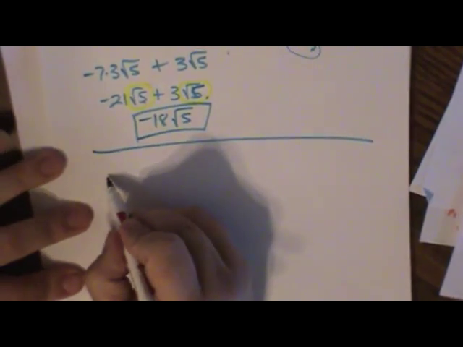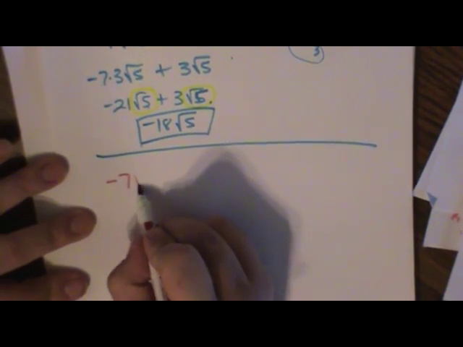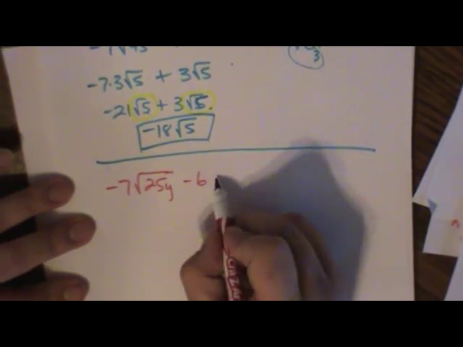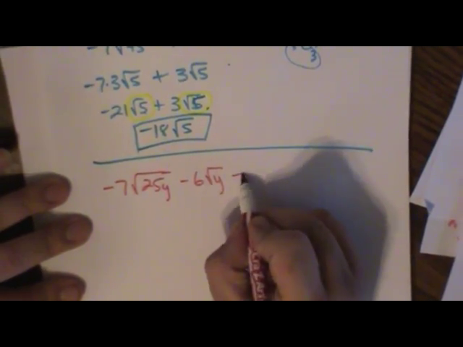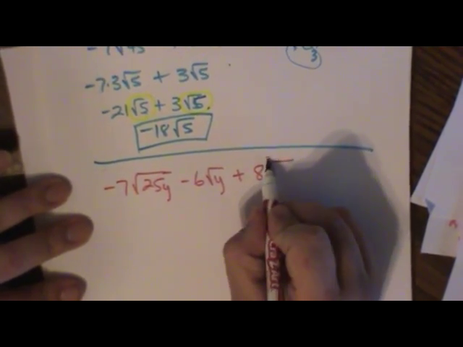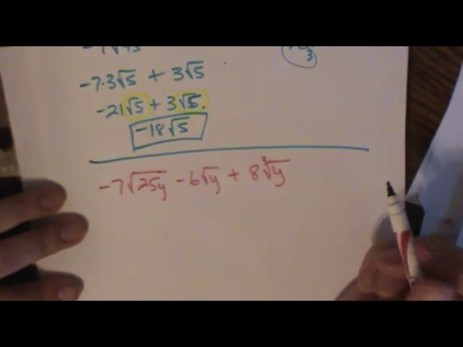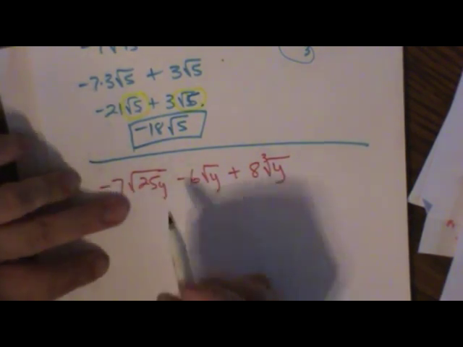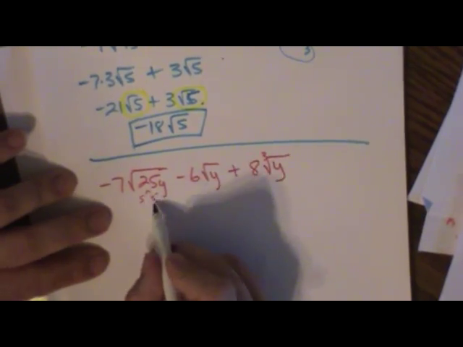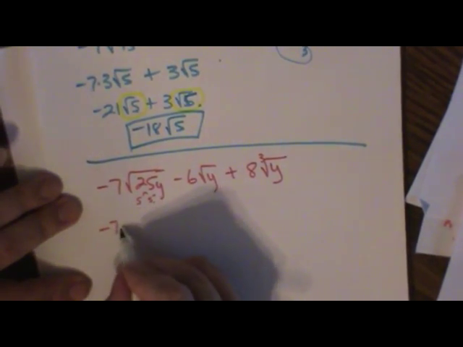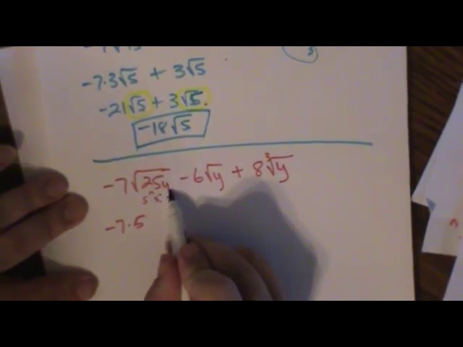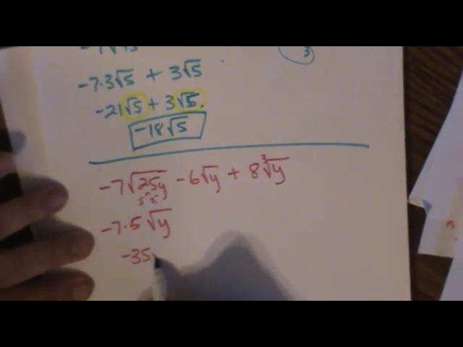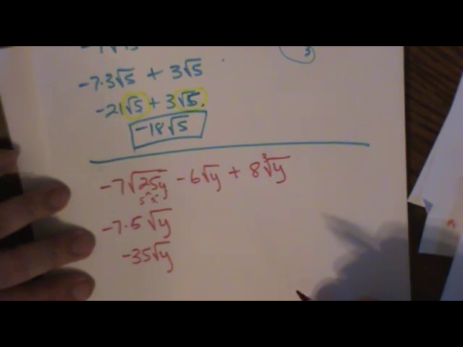We have -7 square root of 25y minus 6 square root of y plus 8 cube root of y. Okay, well, let's look at each individual term. This one here breaks down to 5 times 5, and it's a pair, so we can bring it out. So we have -7 times 5, but we only have one y inside, so the y has to stay. So this is -35 square root of y.